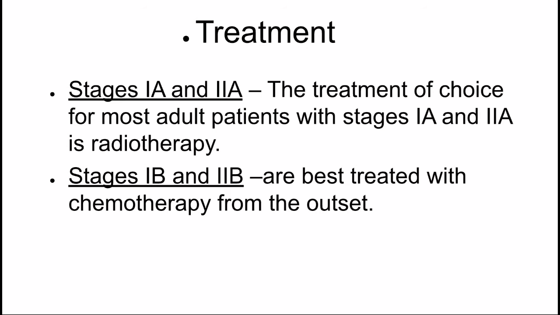Treatment. Stage 1A and 2A. The treatment of choice for most adult patients with stages 1A and 2A is radiotherapy. Stages 1B and 2B are best treated with chemotherapy from the outset.